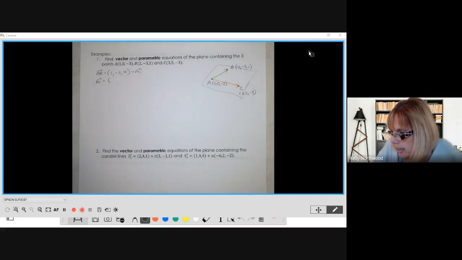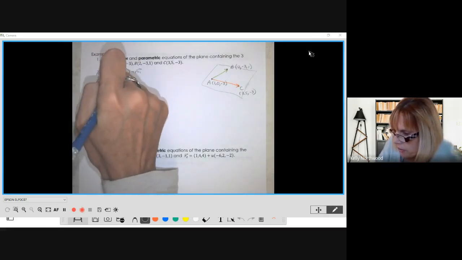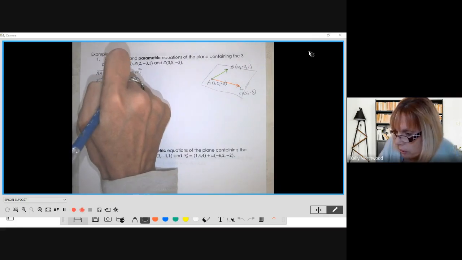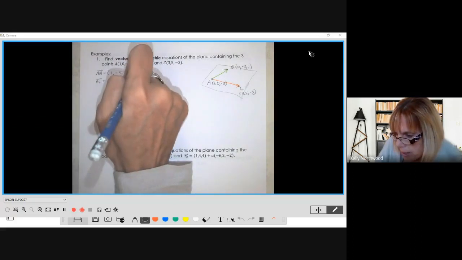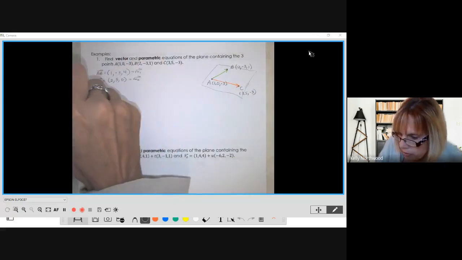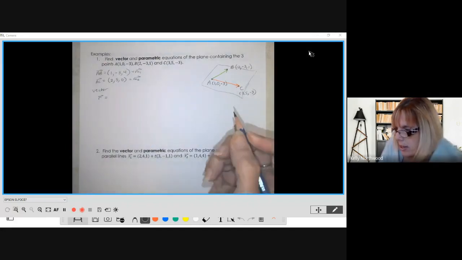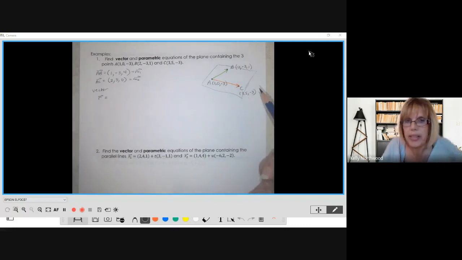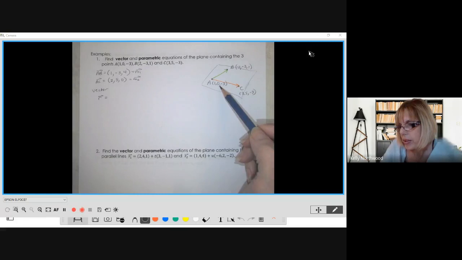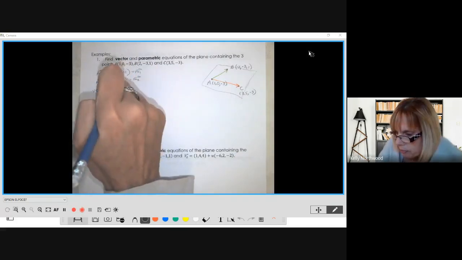So C minus A, that's going to be 2, 5, 0, because -3 minus -3 is 0. And that's going to be my M2. So my vector equation is going to be R equals, and then choose one of my points. And remember that it's really representing the vector from 0, 0, 0 to that point that gets you to the plane. Okay, so I'm going to choose point A.